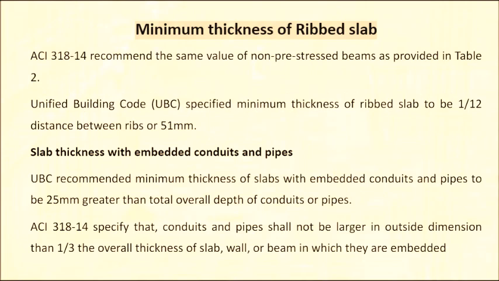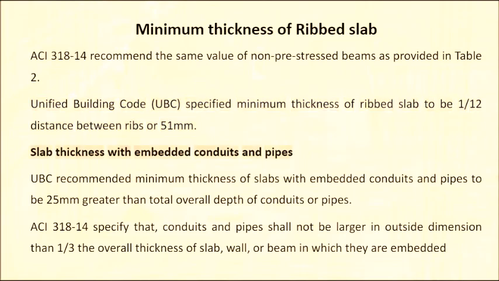Minimum thickness of ribbed slab. ACI 318-14 recommends the same values as for non-prestressed beams, as provided in Table 2. Unified Building Code, UBC, specified minimum thickness of ribbed slab to be 1/12th the distance between ribs or 51 mm.